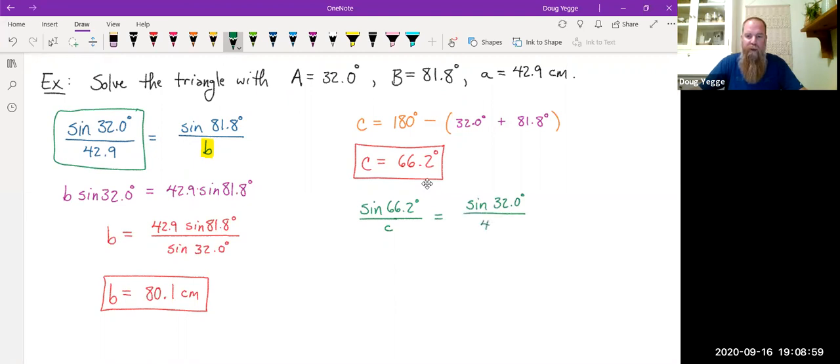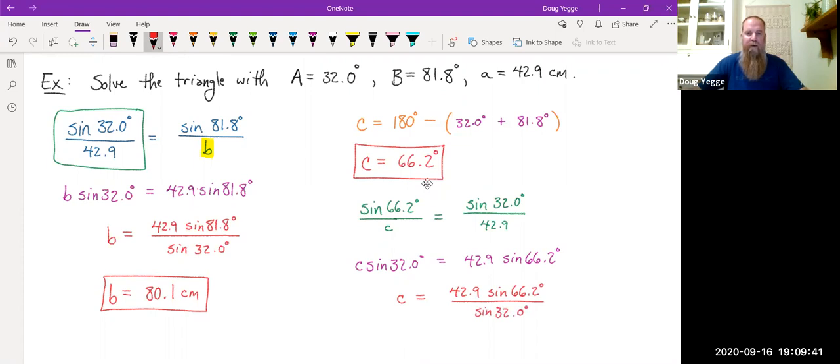divided by 42.9. And now if we cross multiply, we get C times sine of 32.0 degrees is equal to 42.9 times sine of 66.2 degrees, which means that C can be solved by just dividing both sides by sine of 32.0 degrees. And so you might notice in finding B and in finding C, the processes were almost identical. The only difference between the two results is that this one said sine of 81.8 degrees, while this one says sine of 66.2. And so when we use our calculator to solve, we finally get that C is approximately equal to 74.1 centimeters.